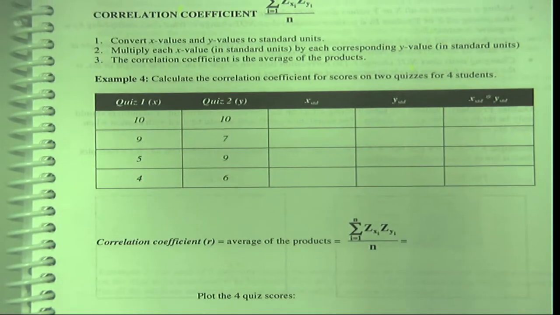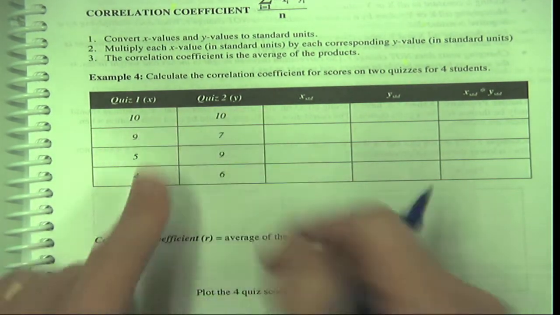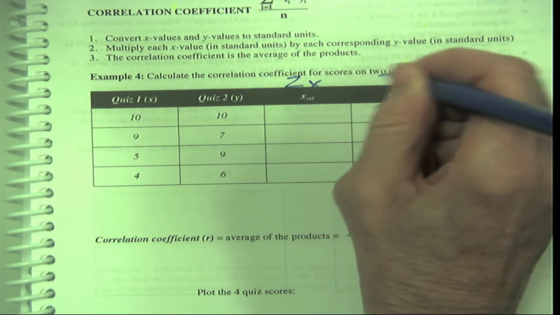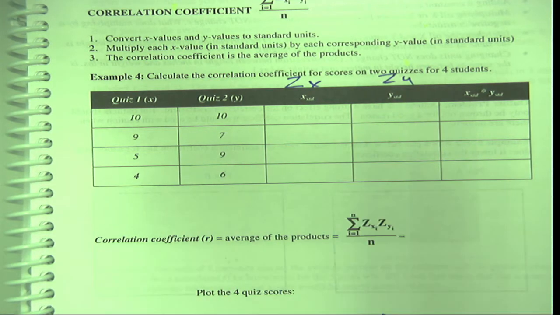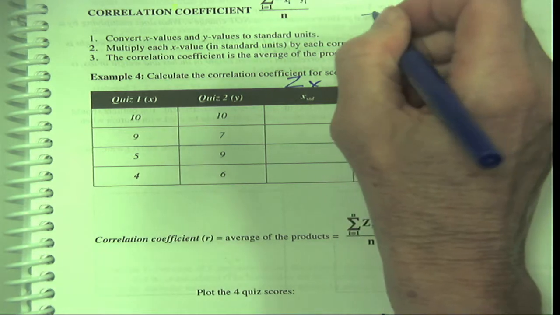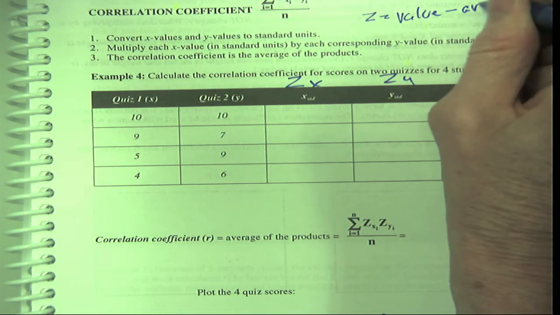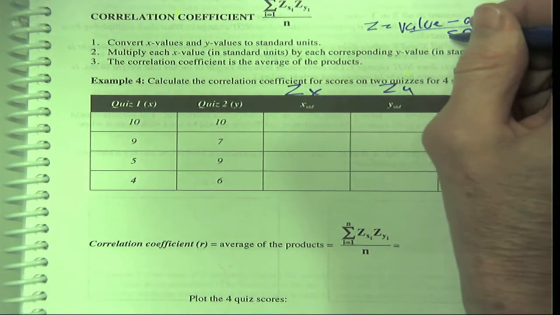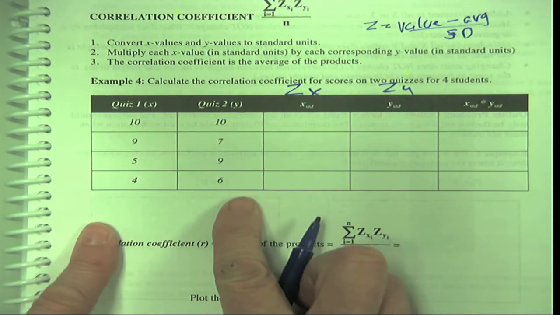All right, so now how are we going to get that correlation? So we're going to take the x's and y's and change them to z-scores. So here's zx and zy. I just said x in standard units, y in standard units, same thing. So remember how we do this? Z equals, you should know it by now. All right, so that's all we're doing. Z equals value minus average over the standard deviation. So we've got to get these averages and standard deviations.